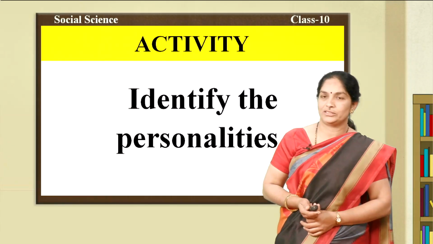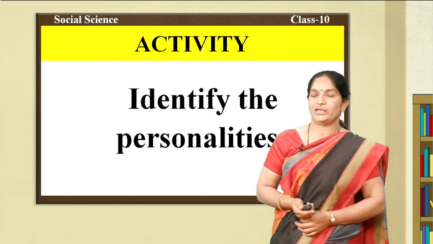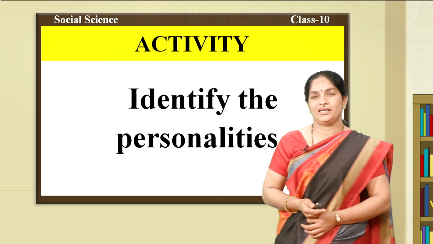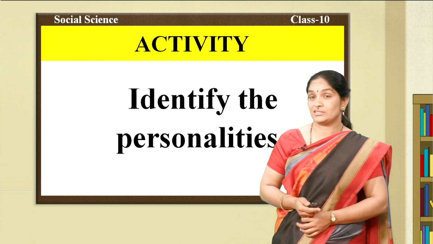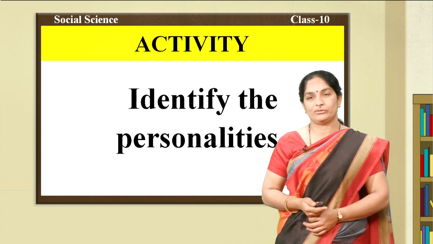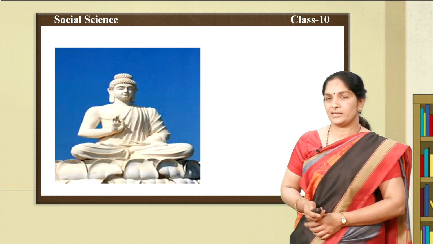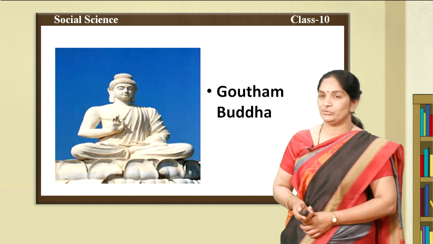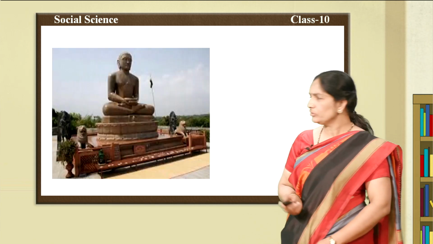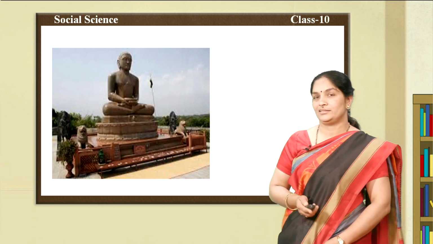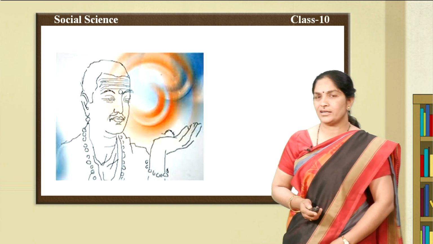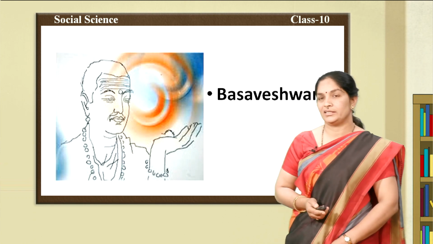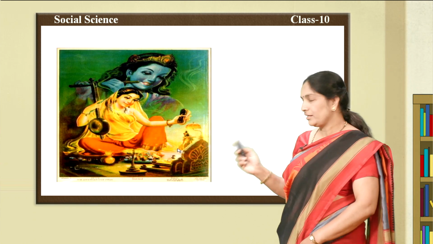Children, before going to discuss the lesson, let us do an activity. Identify the personalities. I will show you the pictures of great personalities and you have to identify them. Children, who is this? He is Gautama Buddha. Who is this? Yes, you are right. He is Mahavira. Children, who is this? He is Basaveshwara.